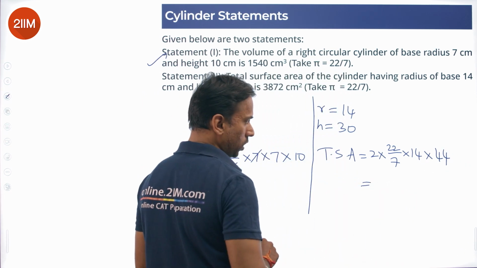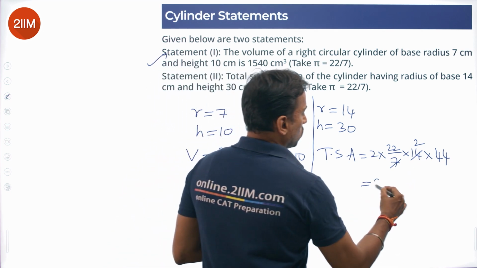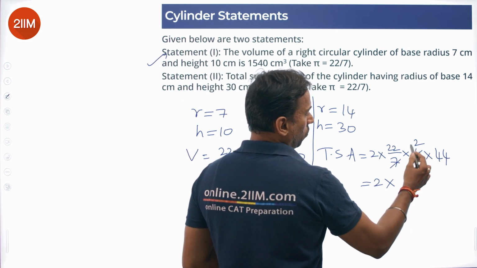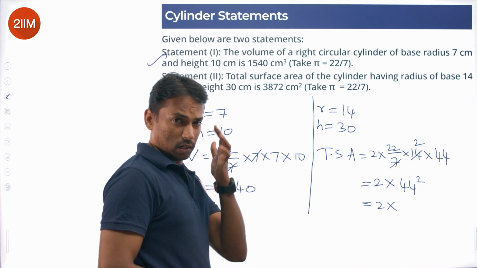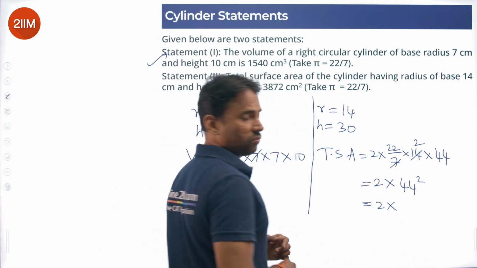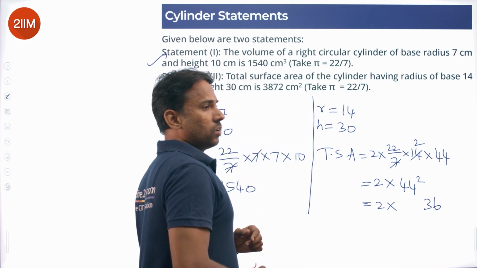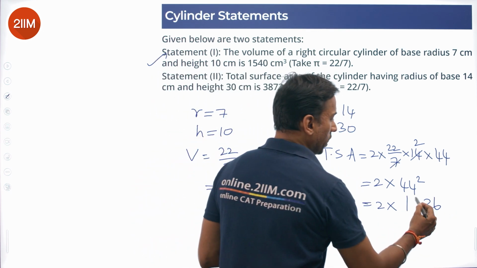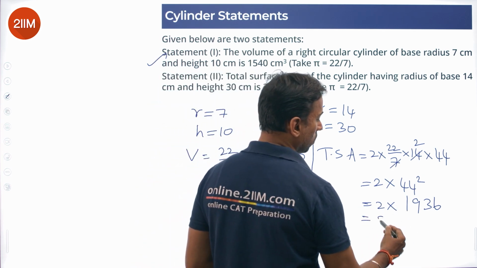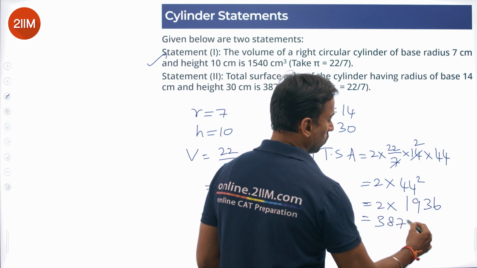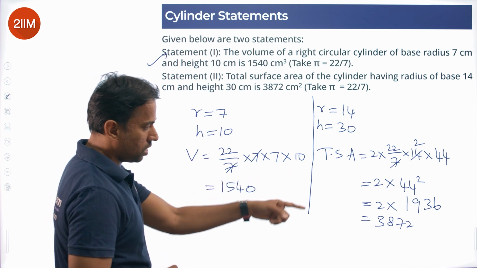So now this is going to be 7 and 14, it's 2 times. This is 2 into 22 into 2 is 44, 44 square. It's basically 44 square. So 2 into 44 square. 44 square is, this is 6 less than 50. So 6 square 36. 50 square is 2500, minus 600, and so on, gives 1936. So 2 into 1936 is going to be 3872. So TSA is 3872, which is also correct.